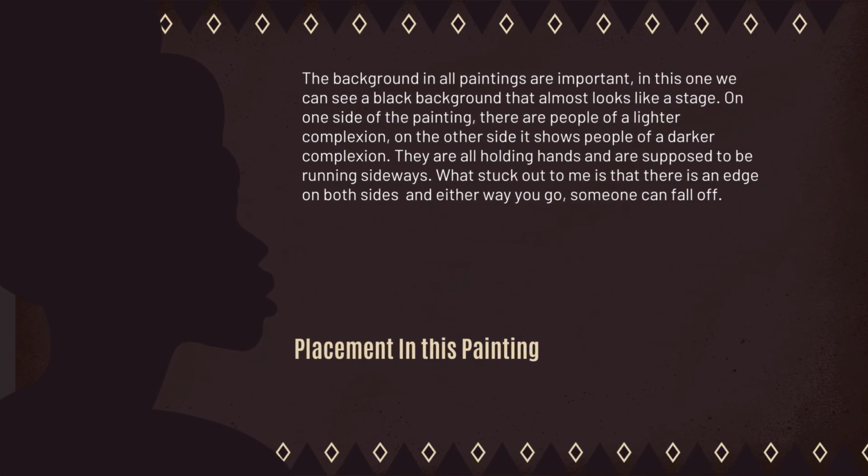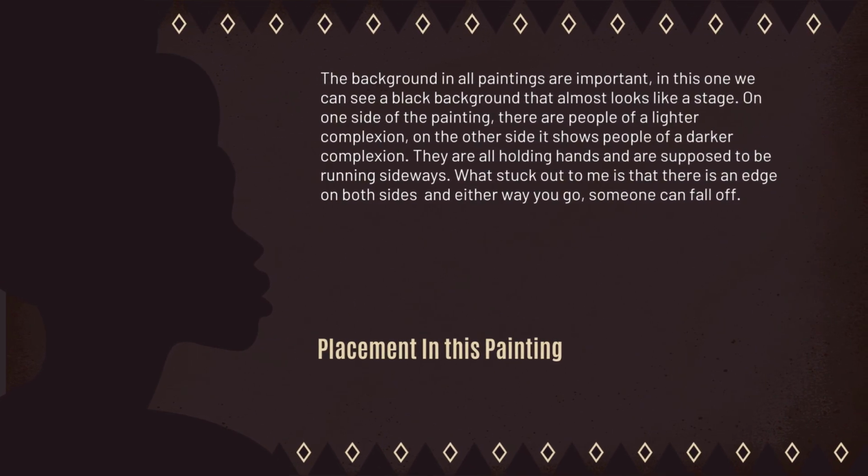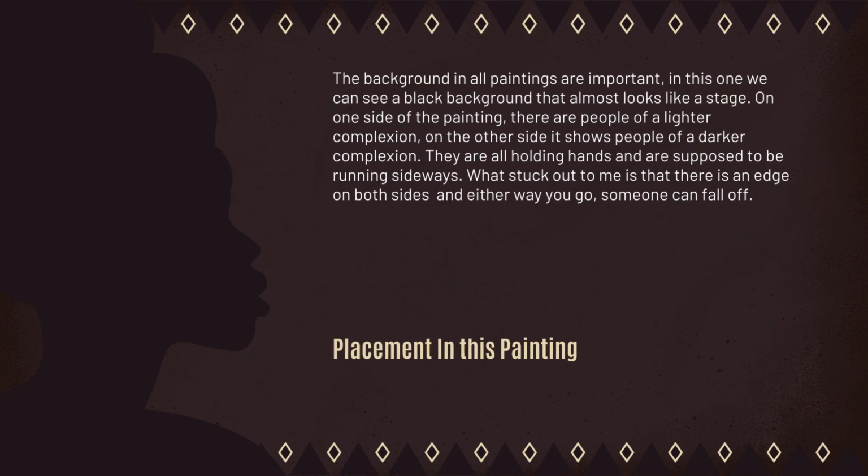So, the placement in this painting. The background in all paintings is important. In this one, we can see a black background that almost looks like a stage. On one side of the painting, there are people of a lighter complexion, and on the other side, people of a darker complexion. They are all holding hands and are supposed to be running sideways. What stuck out to me is that there's an edge on both sides, and either way you go, someone can fall off.